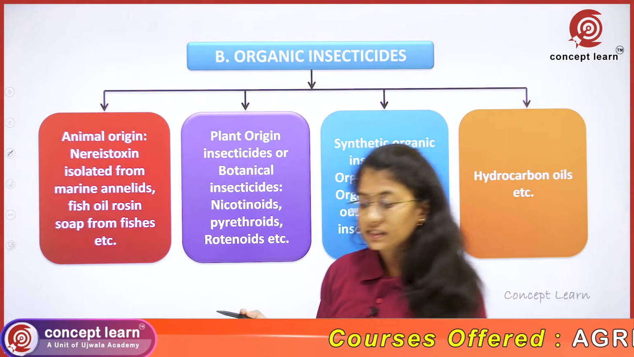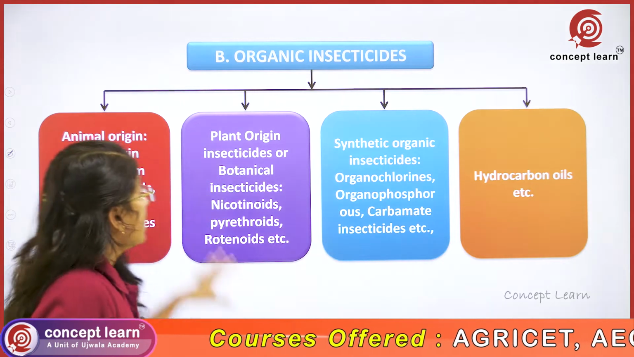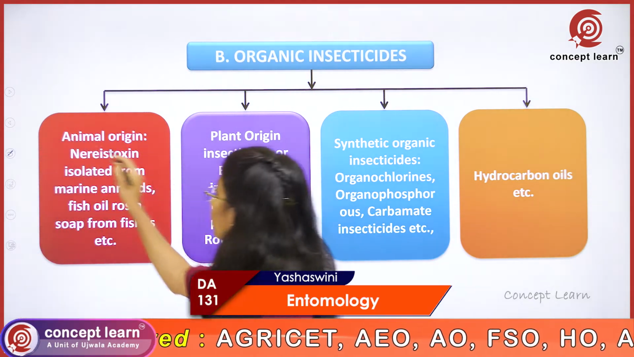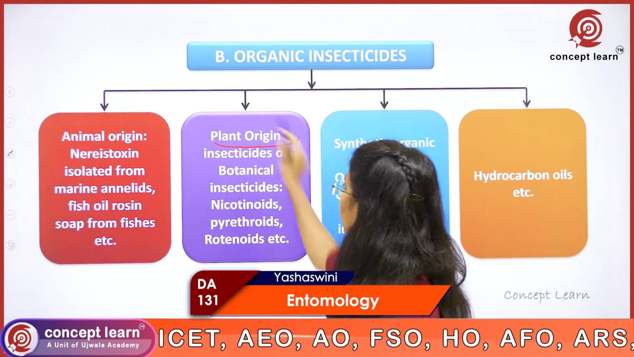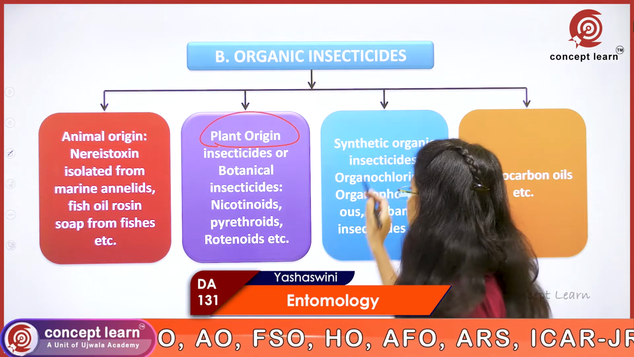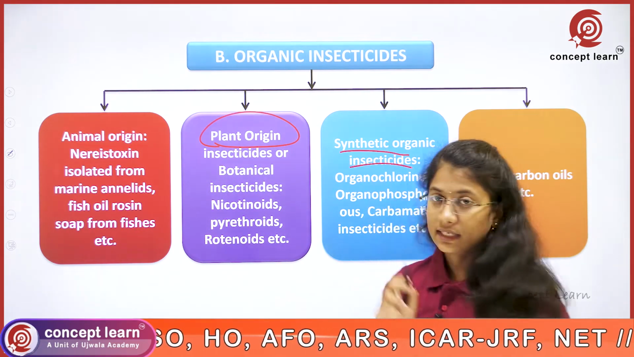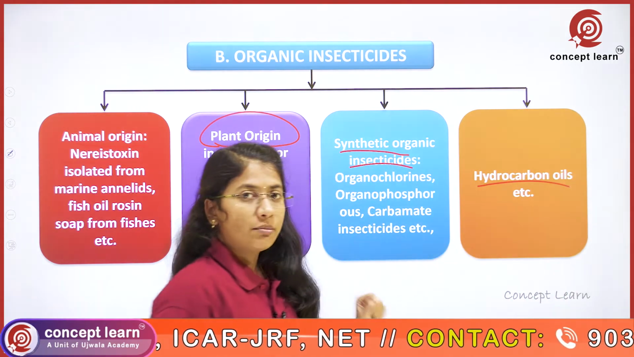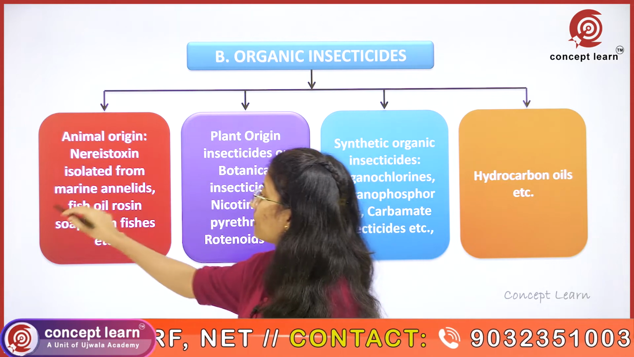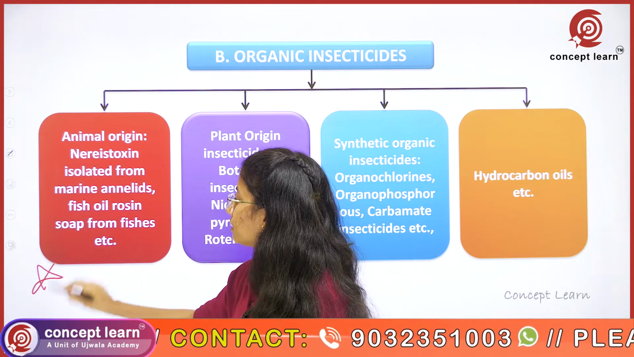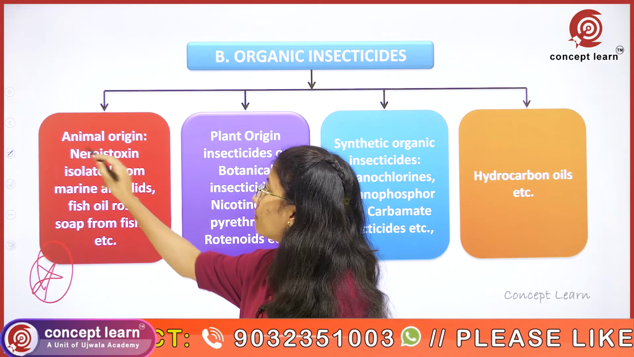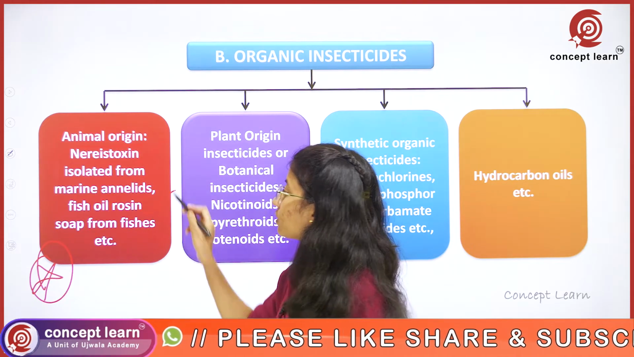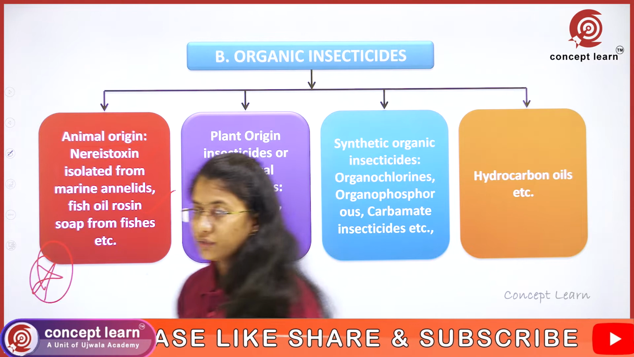So, next is that of the organic insecticides. These organic insecticides are further differentiated based upon the animal origin and then the plant origin organic insecticides, and a few are the synthetic organic insecticides, and the others are the hydrocarbon oils. Here you can remember this, it is important: what are the animal origin insecticides? Animal origin insecticides are the Nereis toxin and the fish oil rosin.